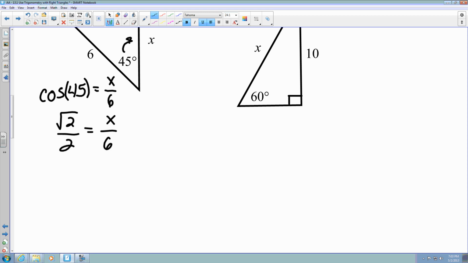So I can cross multiply, which gives me 2x equals 6 times the square root of 2, I'm sorry. And then if I were to divide both sides by 2, I would get x equaling 3 times the square root of 2.